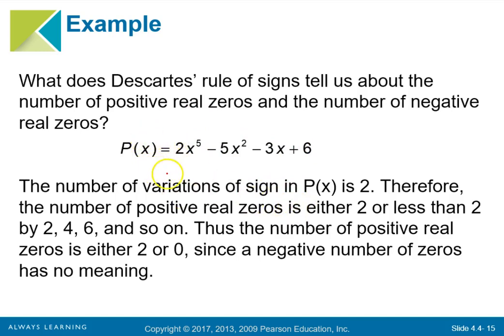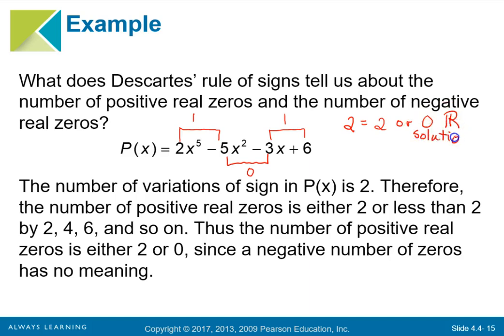So here to here, I have one sign change. And from here to here, no sign change, right? And from here to here, I have one sign change. So I have a 2. So that means I either have 2 real solutions or I have 0 real solutions.